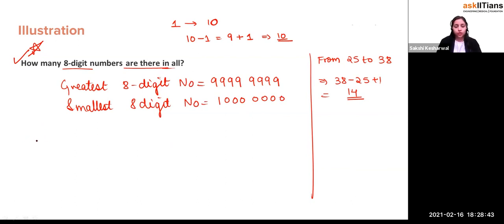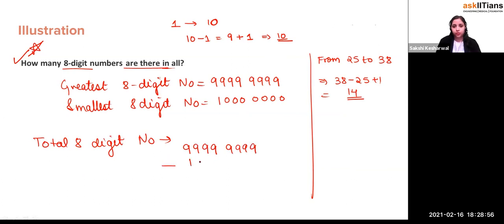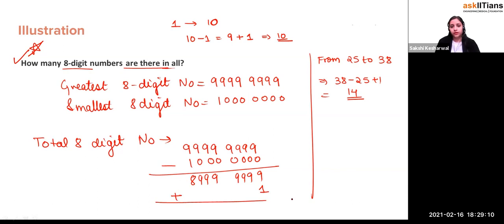So the total 8-digit numbers will be how much, beta? You do the subtraction: 99999999, and then subtract 10000000. So here it will be 89999999. What you have to do is add 1, right? So this is equal to 90000000, right? So this many 8-digit numbers are there, right?